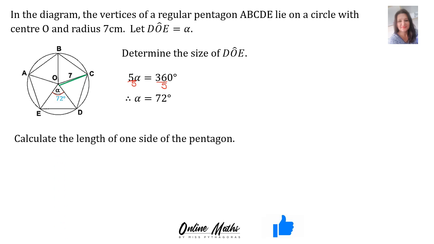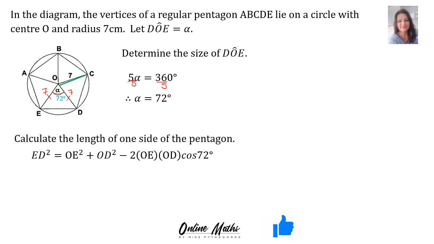The next question, calculate the length of one side of a pentagon. Now, do you agree OE and OD, they are radii, and they will also be 7 centimeters long. Now, to find the length of one side of a pentagon, we will find the length of ED. And you can see it's very clear from the sketch that you've got two sides and the included angle. Therefore, you can use the cosine rule.